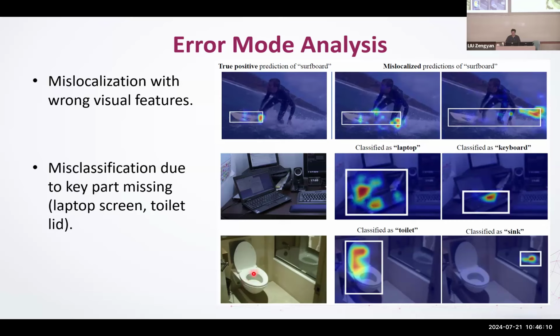This is my favorite example. This is a toilet. And of course, it classifies it correctly as a toilet. You can see it uses the lid of the toilet as the most important feature to classify as a toilet. But in this image, there's a reflection of the toilet in the glass here. You can see that. And it classifies this part as sink.